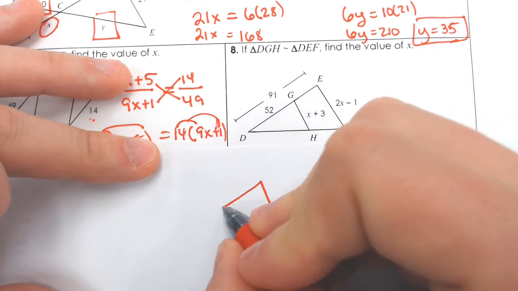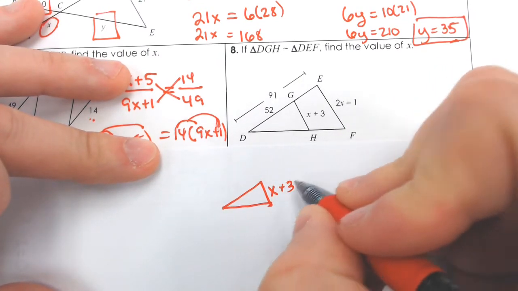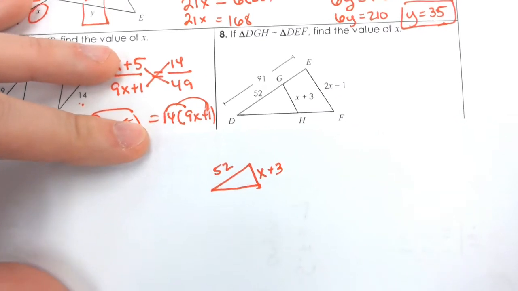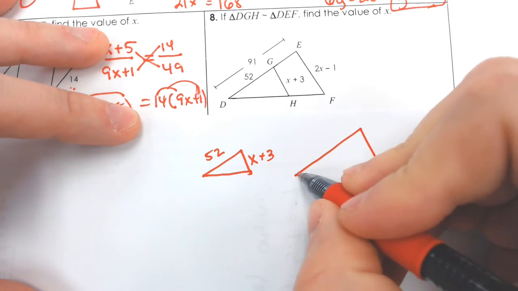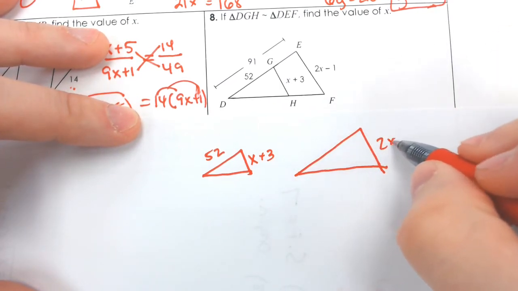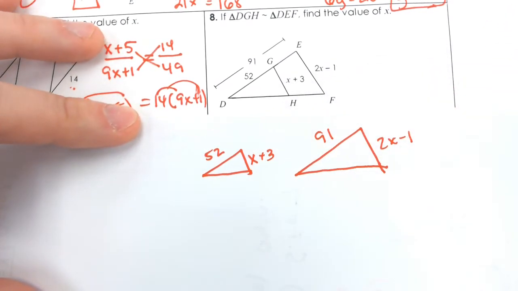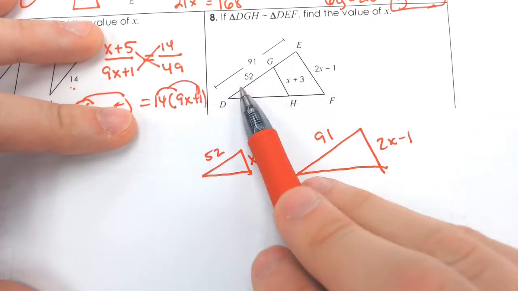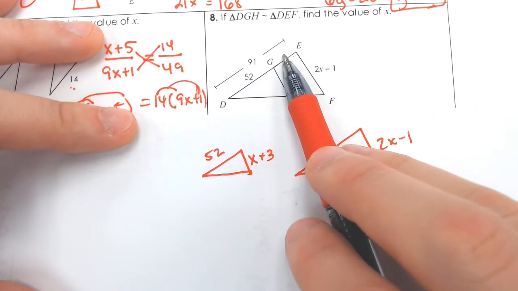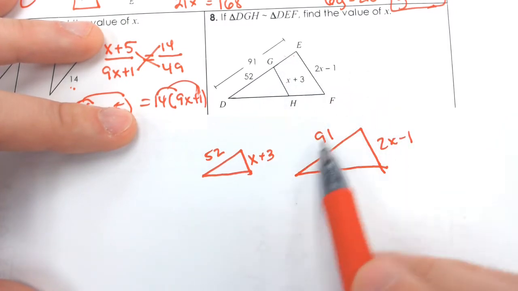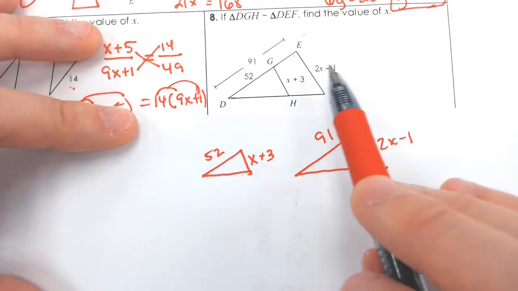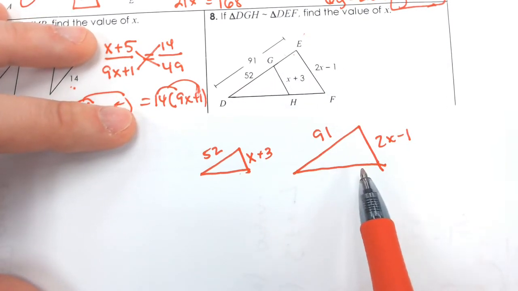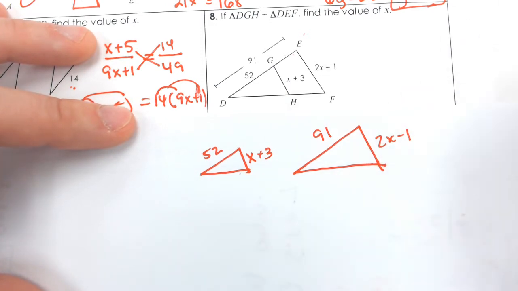Here's the small one with the x plus 3 and the 52. Where's the bigger one? Well, it's the whole thing. The 2x minus 1 and the 91. Sometimes you have to add two numbers together to get this. Maybe it was 52 here and 48 there or something like that, and you have to add those two together to get the 91. They gave it to us this time. So once you separate those triangles out, either in your brain or draw it out would probably be the best move in the beginning, then you can do your cross multiplication.